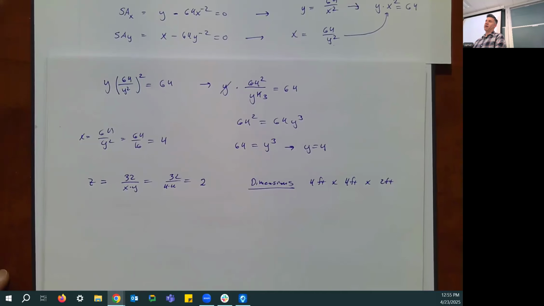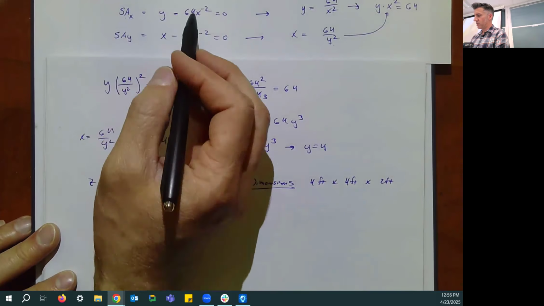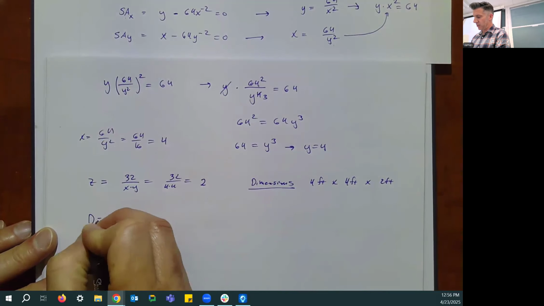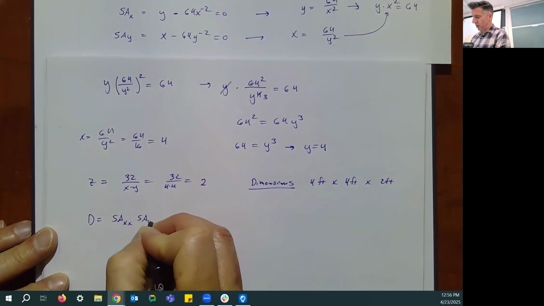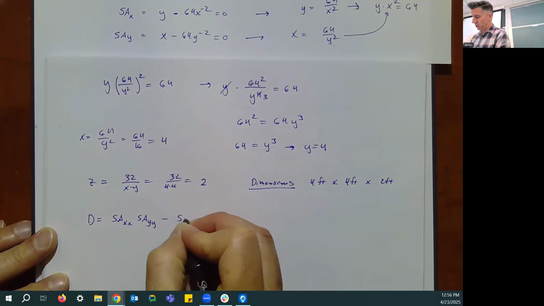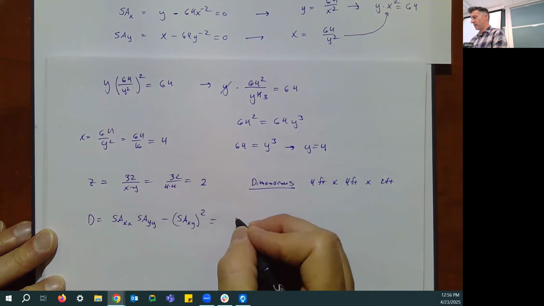How do we know this is a maximum? No, a minimum, right? Which one is it? How do we know it's the thing we're trying to get? Well, we probably need to find D and do the whole thing. So here's our first partials. So our D, which is going to be the second partial with respect to x, the second partial with respect to y, minus the mixed partial squared. Yeesh. All right, so it's not as bad as it looks.